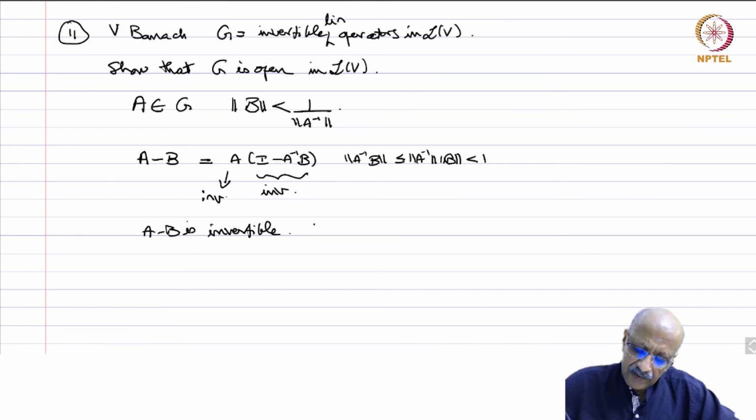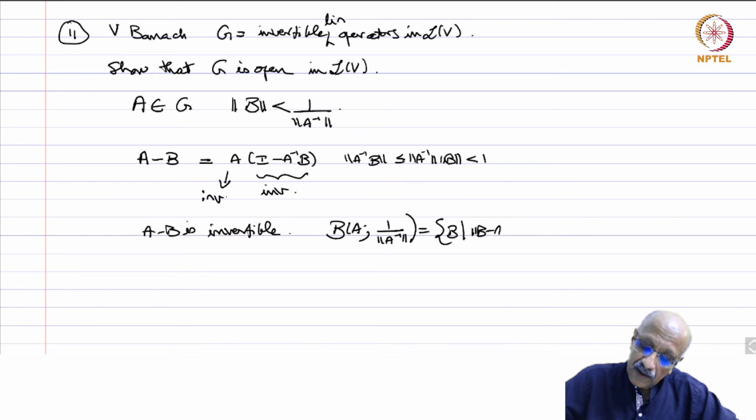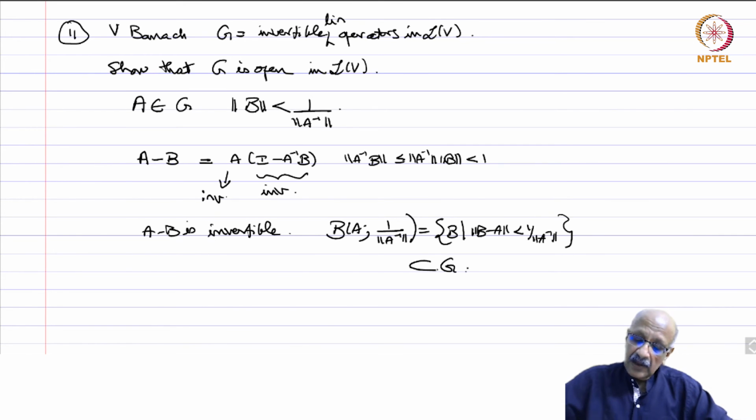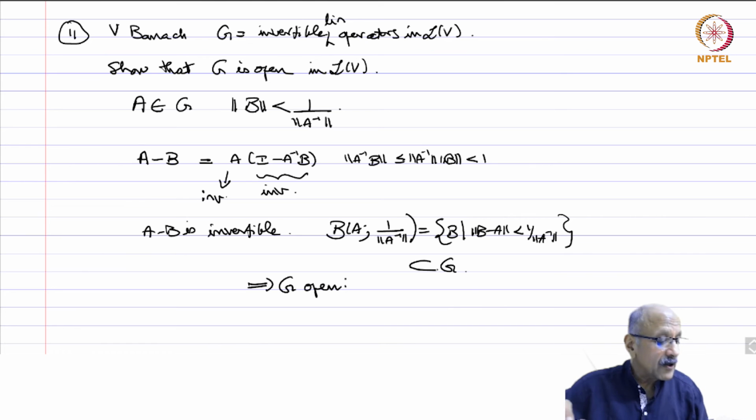So this implies that the open ball with center A and radius 1 over norm A inverse, that is, the set of all B such that norm of B minus A is less than 1 by norm A inverse, is contained in G. Therefore, G contains an open ball around every element inside it. This implies that G is open.